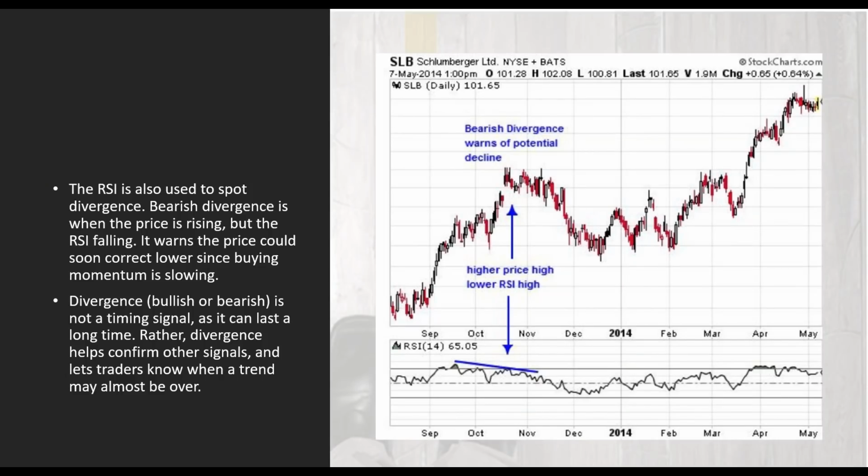The RSI is also used to spot divergence. And divergence is one of the most reliable things you can look at in any indicator. Bearish divergence is when the price is rising, but the RSI is falling. So like I showed you on the previous charts, we can see here on this chart, RSI is making lower highs while the price is making higher highs. At that point, we have divergence and we would want to consider entering the market when we got a buy or a sell signal from RSI, or you might consider it when it touched that center line, the 50 line.